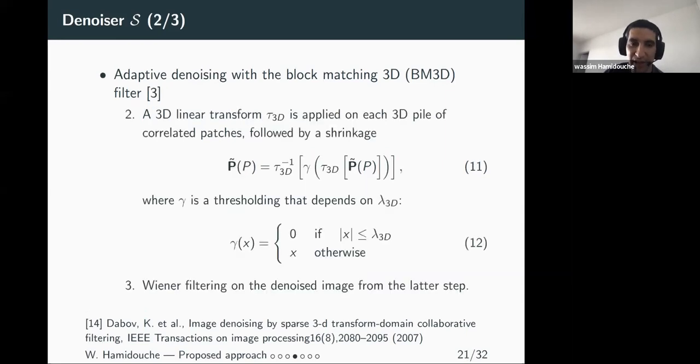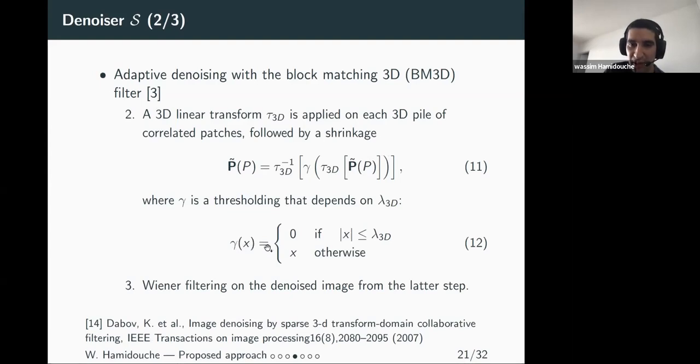And the second step, as we can see here, we perform a 3D linear transform, which can be, for example, a 3D DCT transform. And then we perform some denoising using a shrinkage operation. As we can see here, we have this pile of patches, and then we perform this 3D transform, which is a 3D linear transform, and then we perform a thresholding operation, which is given here, which is a hard thresholding operation, and then we perform an inverse 3D transform. So forward 3D transform, thresholding, and then inverse 3D transform.